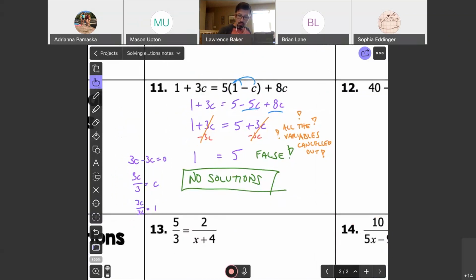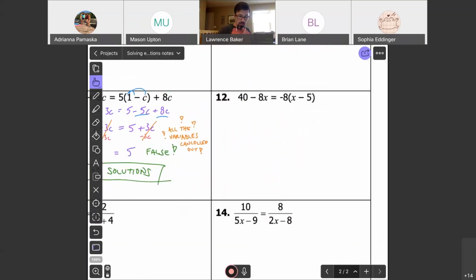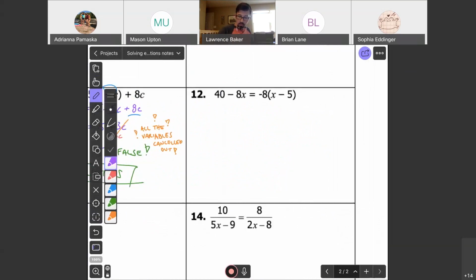All right, so in the other special case, again, we see some distribution that we need to do there. So I'll start there. I get 40 minus 8x equals what? Negative 8x plus 40. And again, at that point we're done simplifying. Let's gather all our x's and bring the 8 x's to one side or the other. It doesn't matter which one since they're the same. And so then, those cancel. They're gone. And so we're down to 40 equals 40.